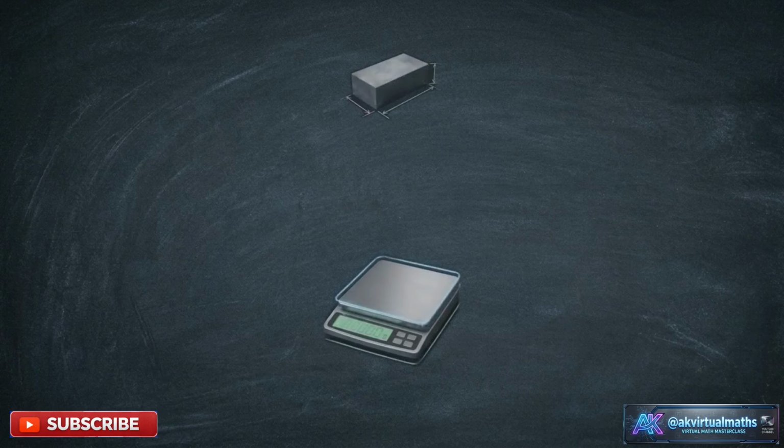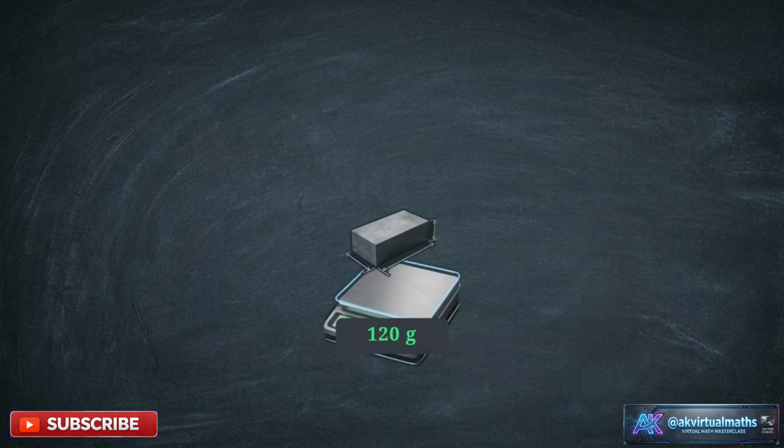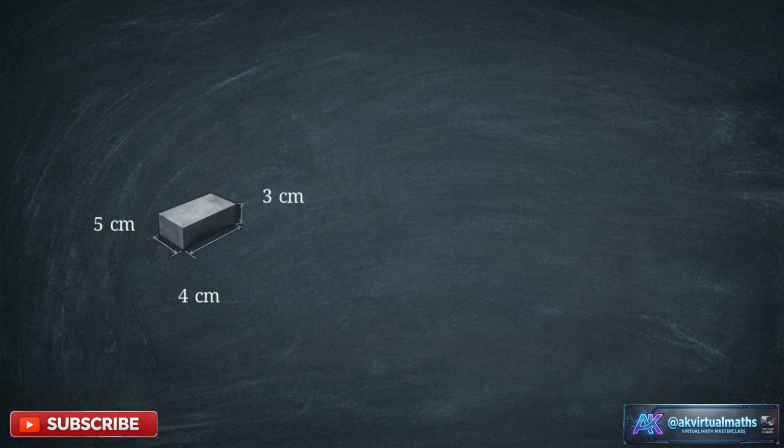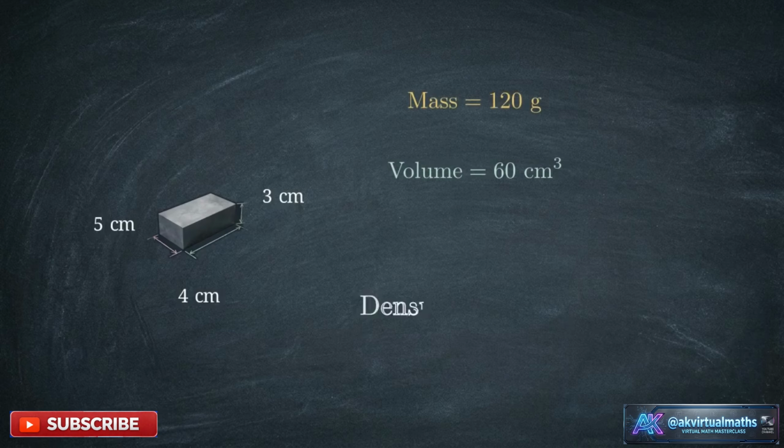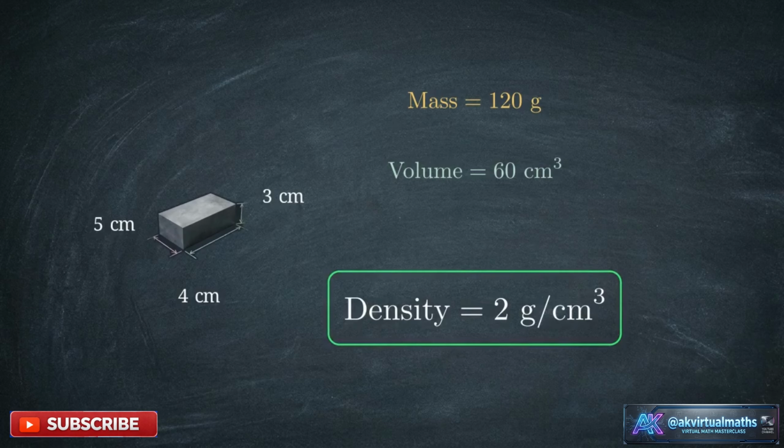Let's start with a regular rectangular block. By placing it on a digital balance, we find it has a mass of 120 grams. Measuring the sides gives us dimensions of 4 centimeters by 3 centimeters by 5 centimeters. To get the volume, we multiply length, width, and height, giving us 60 cubic centimeters. Now we take our 120-gram mass and divide it by our 60 cubic centimeter volume. This gives the block a density of exactly 2 grams per cubic centimeter.